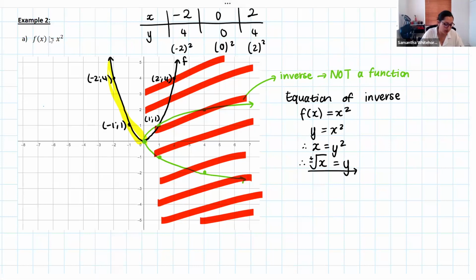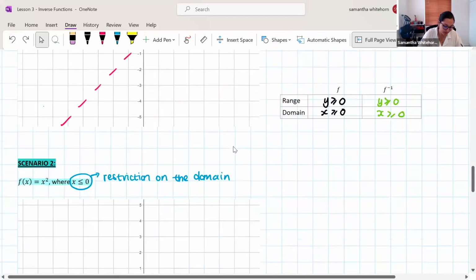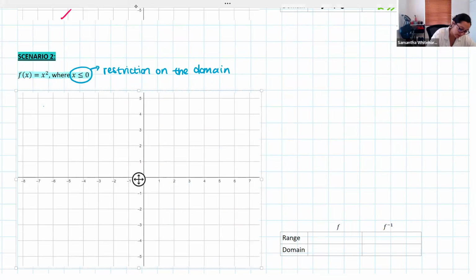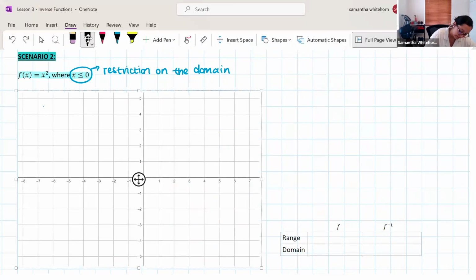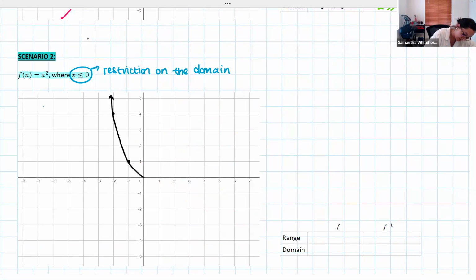So when I now plot that original f of x, that's what I need to bear in mind. When I go and plot that, I'm only plotting on the left-hand side here. So I only care about this arm of my parabola. Again, this is negative 2, 4. This is negative 1, 1.